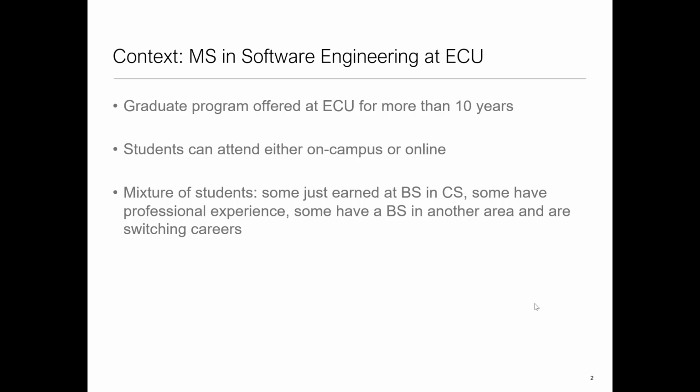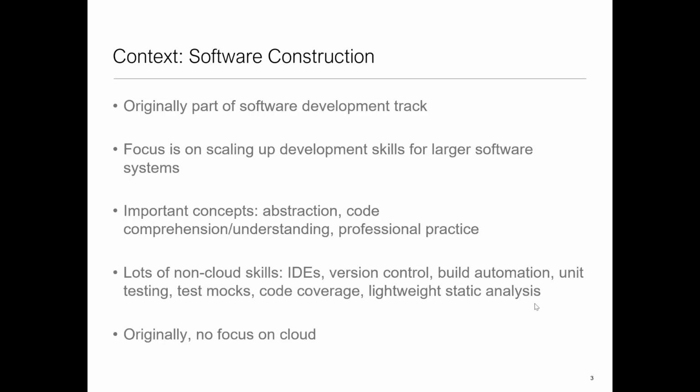So we have some that are continuing on in their studies immediately after earning a Bachelor's of Science degree in computer science. Some have professional experience, so they may or may not have an undergraduate degree in computer science, but they may have years of experience working in the field. Some may have a Bachelor's of Science or another undergraduate degree in another area, and they're switching careers. So what they want to do is work as software engineers, but they've done their undergraduate studies in a different area. So one of our courses is our software construction course.